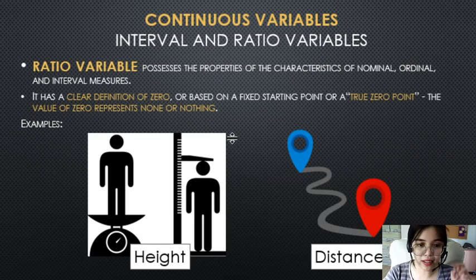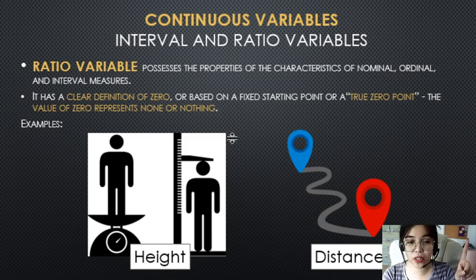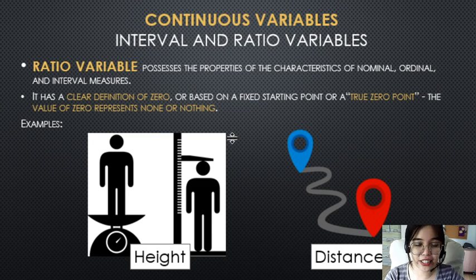Kapag ratio naman, so, meron siyang nominal characteristic. Meron siyang category, ordinal characteristic, may category at may ranking. Tapos, merong interval measure. Ibig sabihin, from one point to another point, merong meaning. Okay, may meaning siya. So, yun yung characteristic na meron din si ratio. Pero, ang nadagdag kay ratio, this time, meron na siyang true 0 value or true 0 point. Okay? It has a clear definition of 0. So, pag sinabing 0 sa kanya, 0 na talaga yon. It really means nothing. O, let's say, example, height.